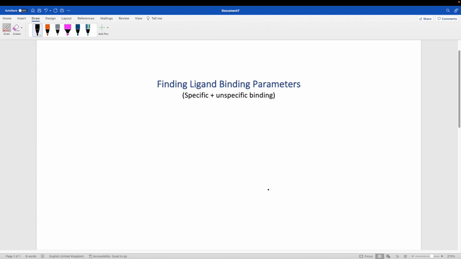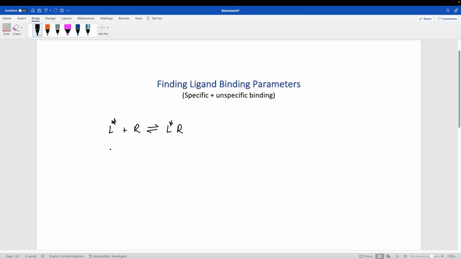In this video tutorial, I want to discuss with you how we can find ligand binding parameters when we have specific and unspecific binding. In the previous tutorial, we looked at the specific binding aspect of a ligand. Let's say we've got a radiolabeled ligand, and this ligand binds to a receptor. It is a reversible reaction, and we get a ligand receptor complex.